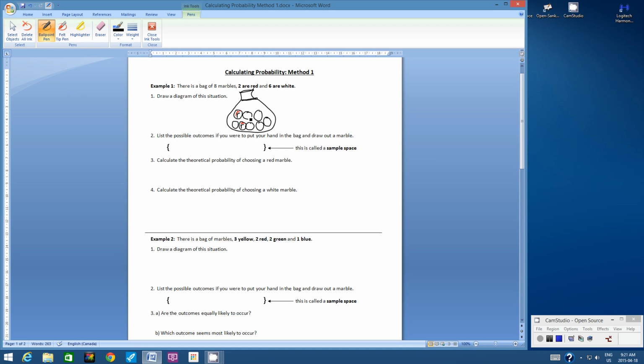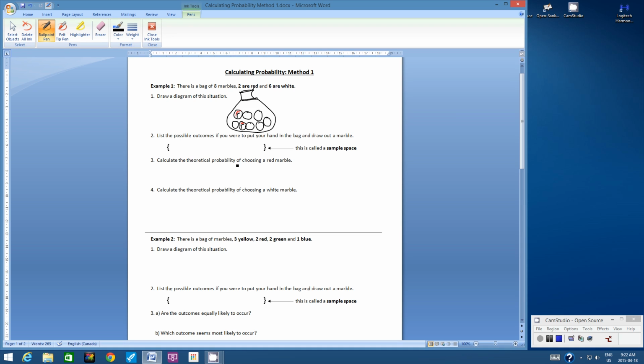All right. Let's go on to question 2. List the possible outcomes if you were to put your hand in the bag and take out a marble. Okay, so what we're going to do is we're going to write all of the possible outcomes inside these brackets. And inside these brackets, this is called a sample space. Okay, so all of the outcomes in a probability experiment are called a sample space.